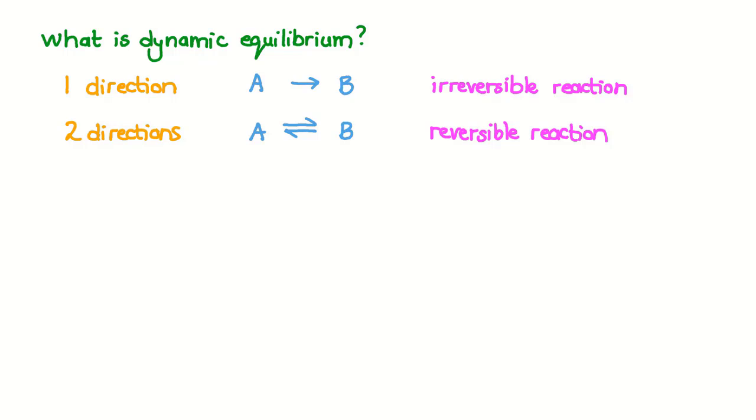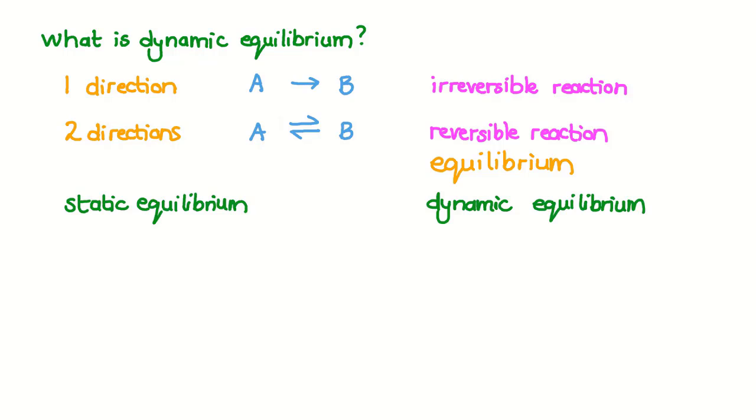Not all reactions have the ability to be reversible. In a reversible reaction, reactants are forming products, and at the same time products are forming reactants. Both A and B will be present together in the same vessel, and we say they are in equilibrium with each other. Reversible reactions can be described as being in either static equilibrium or dynamic equilibrium.